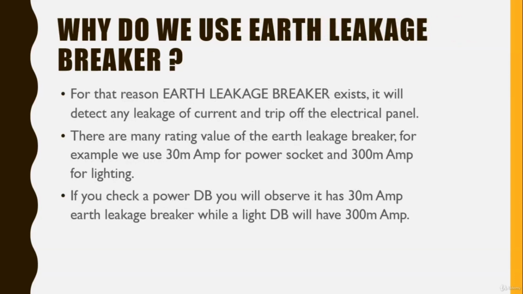That's why the earth leakage circuit breaker is used. When a leakage occurs, the ELCB will trip off, so there's no electricity passing to the DB. By the way, the ELCB is the same as the MCB, but it has an additional feature, which is detecting an earth leakage current. Moreover, there are two different types of sensitivity commonly used, 30 milliampere and 300 milliampere. For a power bus bar or a power DB, the sensitivity is 30 milliampere, while in a light DB or a light bus bar, the sensitivity is 300 milliampere.